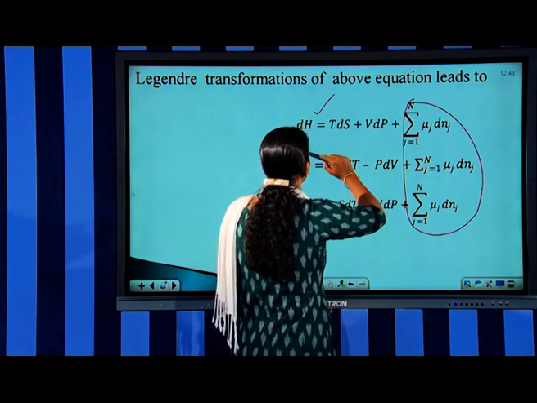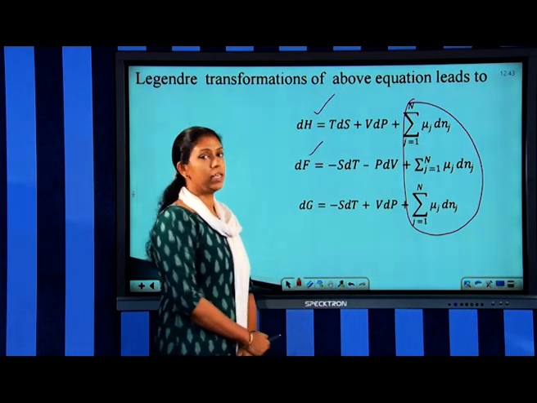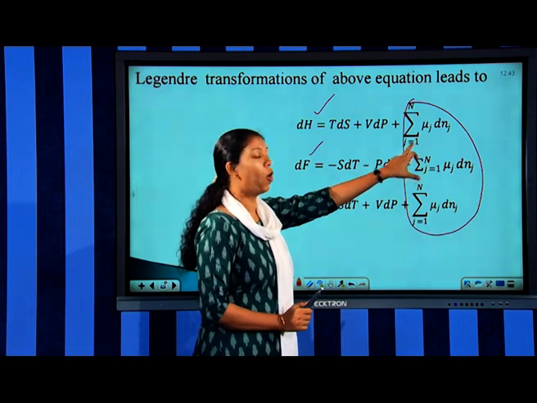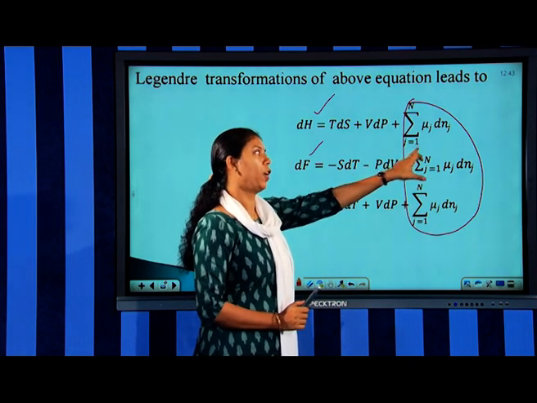Here these terms dH, dF, dG as already we discussed, and here these three terms come from the open system, properties of an open system.